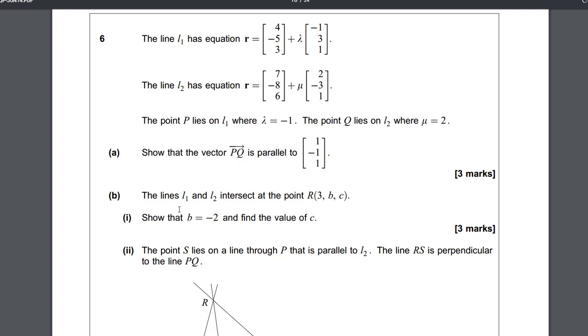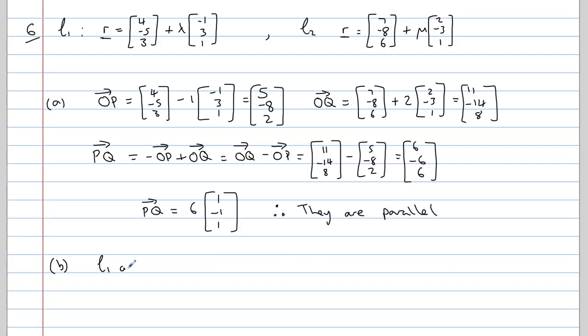In part B, we're told the lines L1 and L2 intersect at the point R, which has coordinates 3, b, c. And in part 1, we need to show that b is -2 and find the value of c. So, if L1 and L2 intersect, that implies that we can form 3 equations which must be true for some value of lambda and mu. We get these 3 equations by considering the x, y and z components of each of the 2 lines. So 4 minus lambda from L1 must be equal to 7 plus 2 mu from line 2.